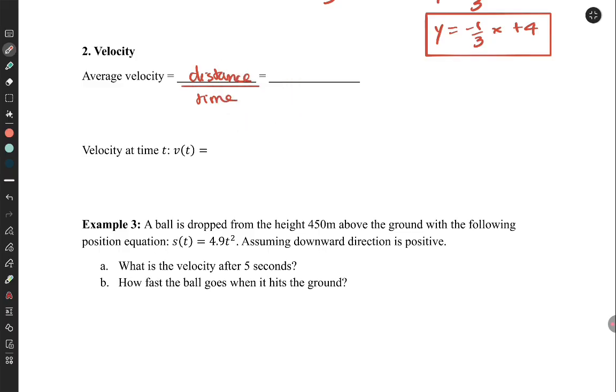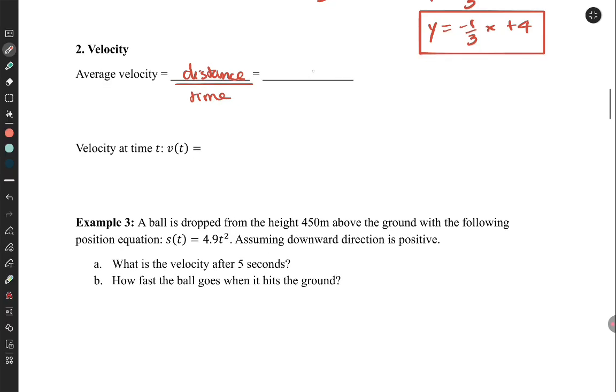Distance, usually in physics they use S or D, right? Time is T. Distance over time. And then the velocity at time T is just going to be the limit. Actually, we know that's a limit. Leave it there. I'm going to derive the limit for you.